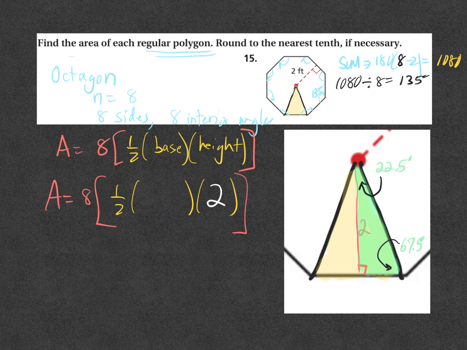Now we can find the base. So remember where we were at. The area of this entire polygon is 8 triangles, the yellow triangles. And each triangle is 1/2 times the base times the height. From the center to the side, to the midpoint of a side, that perpendicular segment is the height. So that was 2. To find the base, we need to find this dimension here. So in our right triangle, we can find the length of half of that base and then multiply it by 2 to get the full base of the yellow triangle.